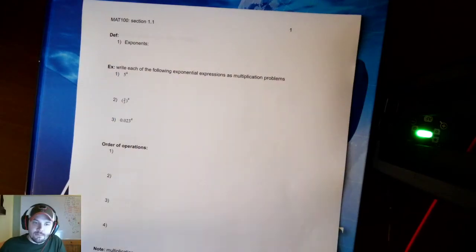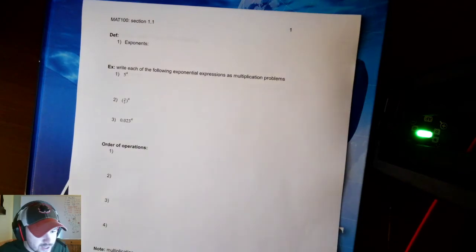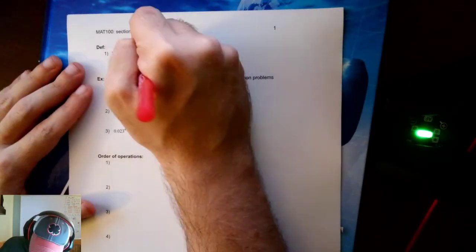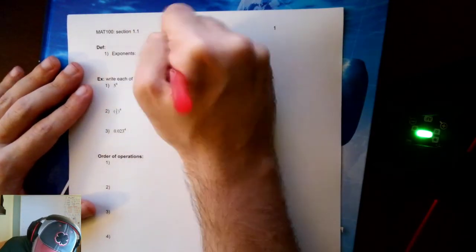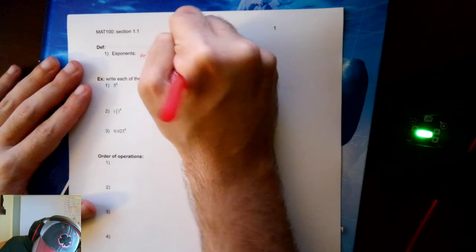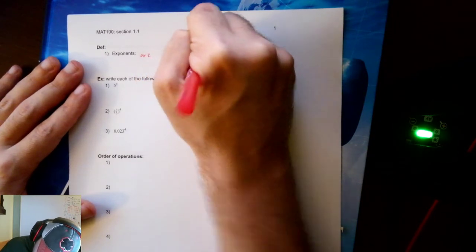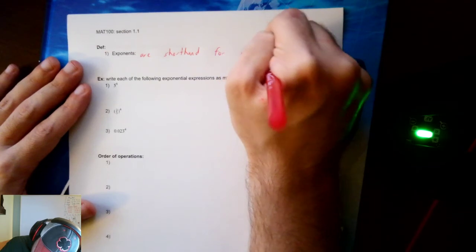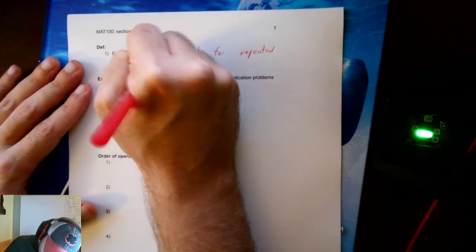We're going to talk about Math 100, section 1.1 today. And we'll start off with a definition. Exponents. What are exponents? Exponents are shorthand for repeated multiplication.